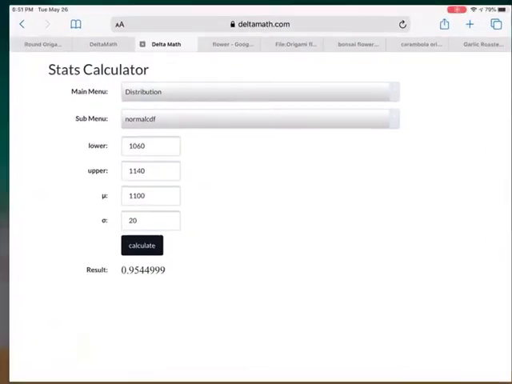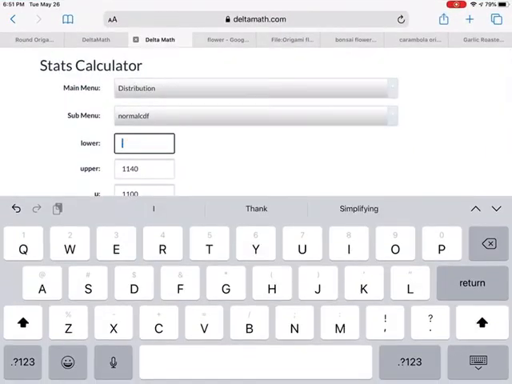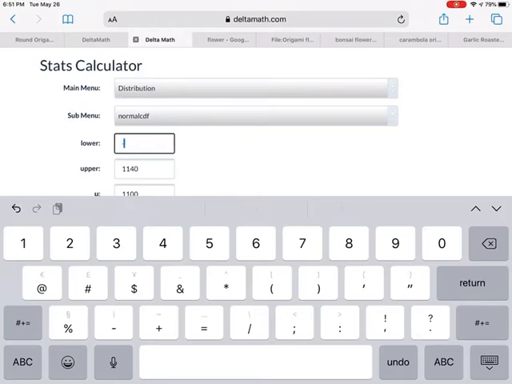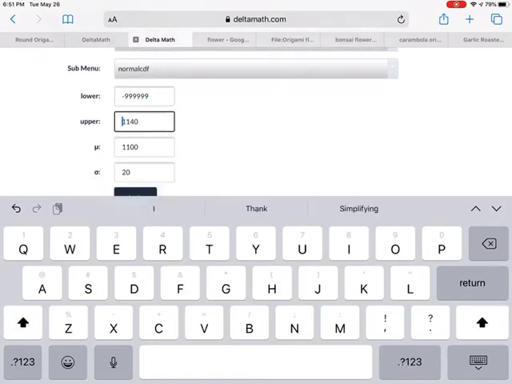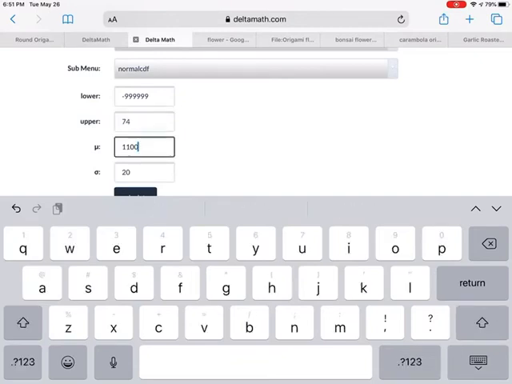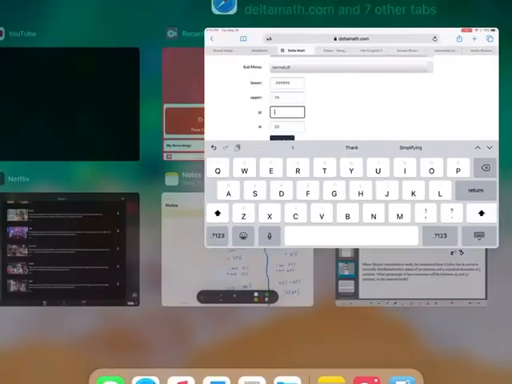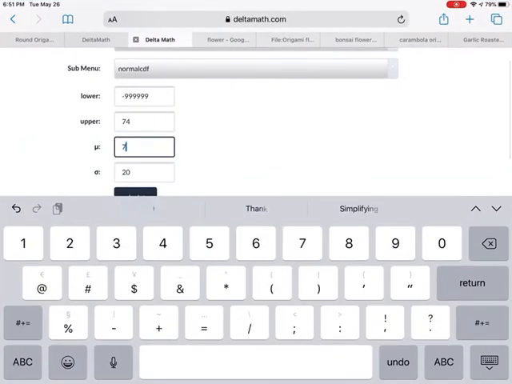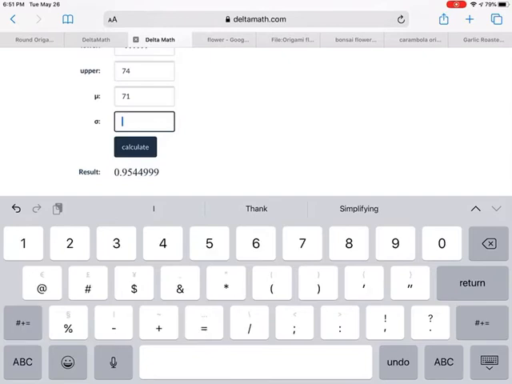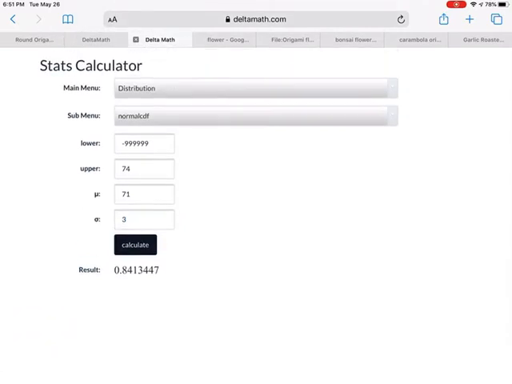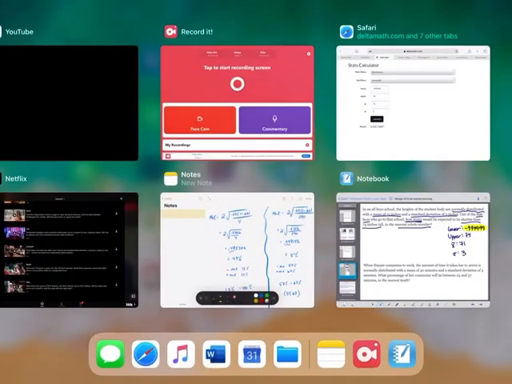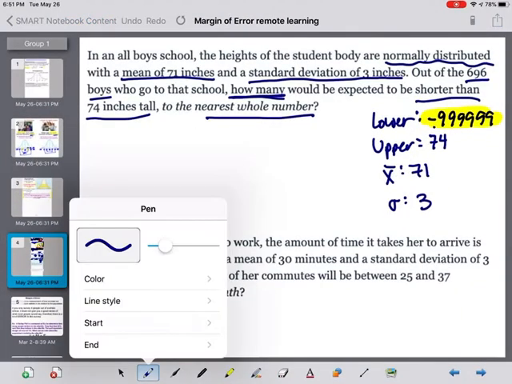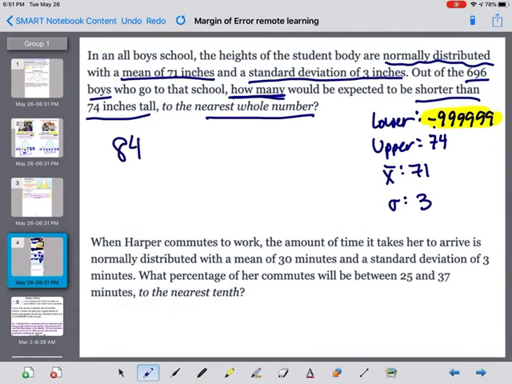So we're going to put in negative 74. I don't remember the average. It was 71 and 3. And we hit calculate, and we turn that into percent, so you move the decimal twice, 84. And so our answer would be 84%.